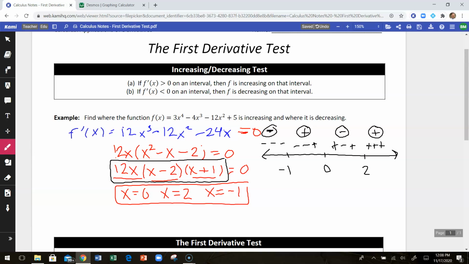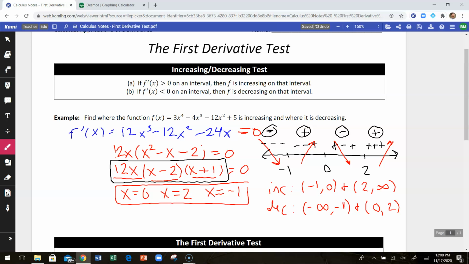Okay, now again, what does that tell me? That tells me that my graph is decreasing in this interval, increasing in this interval, decreasing in this interval, and increasing in this interval. So where is it increasing? It's increasing from negative 1 to 0 and from 2 to infinity. Where is it decreasing? It's decreasing from negative infinity to negative 1 and from 0 to 2.